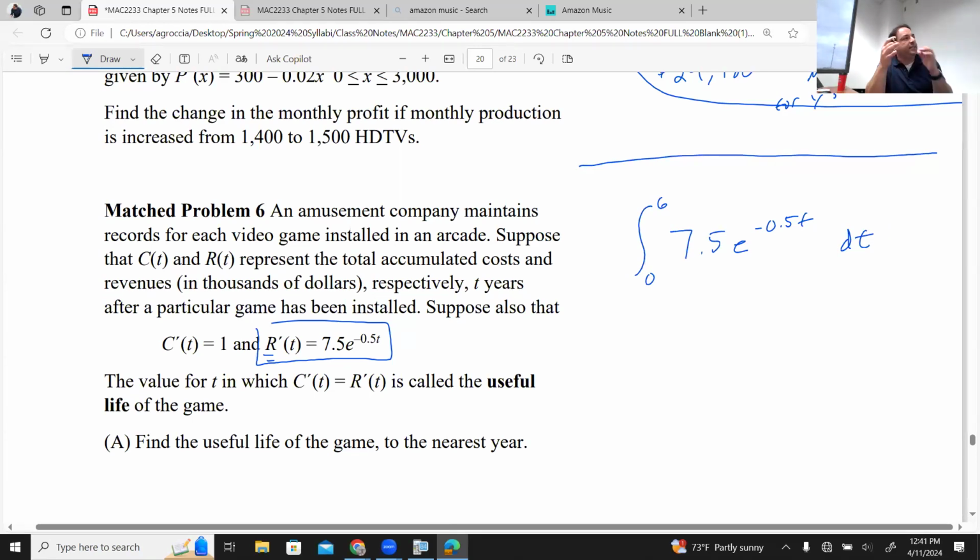Now, I'll give you a little hint. I don't know how to take the integral of e to something. I know the integral of e to the x is e to the x. So is this going to be u substitution? Yes. And what would the u be? Negative 0.5 t. So I'll give you that little head start. Why? I don't know how to take the integral of anything except e to the x. So if that becomes e to the u, the integral of e to the u is e to the u. Okay? So give that a try.